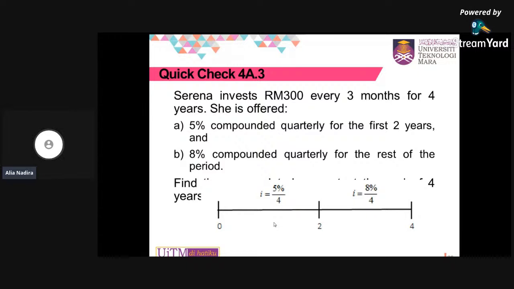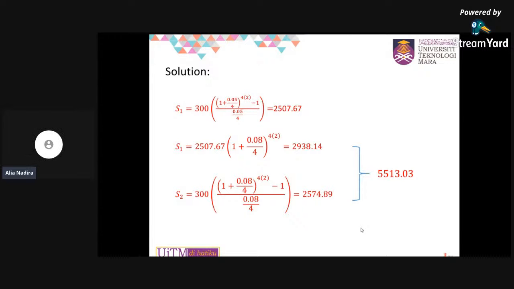Okay, so here is another example, from Quick Check for A, number 3. I've shown you the solution, how to solve the question when we have two different I here. What you need to do is solve the first part first. When you get the answer, then only can you solve the second part, the second stream. You may try on your own first, then you may refer to the solution I've given to you in the notes.